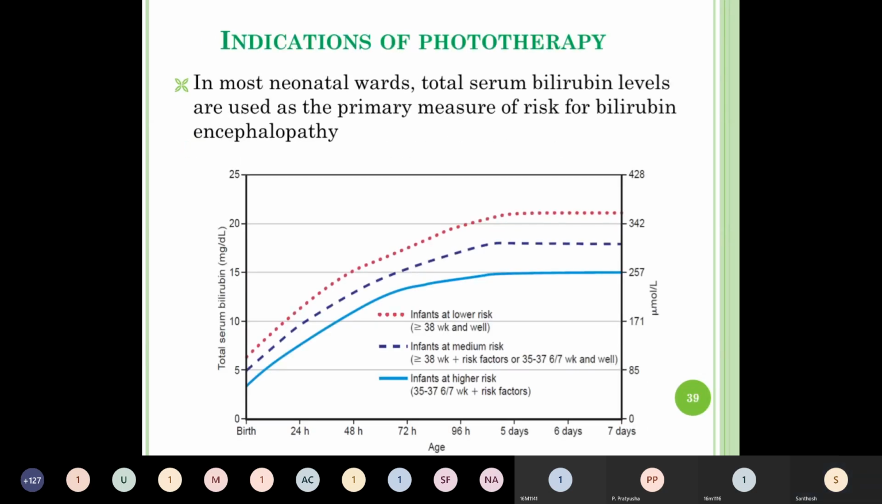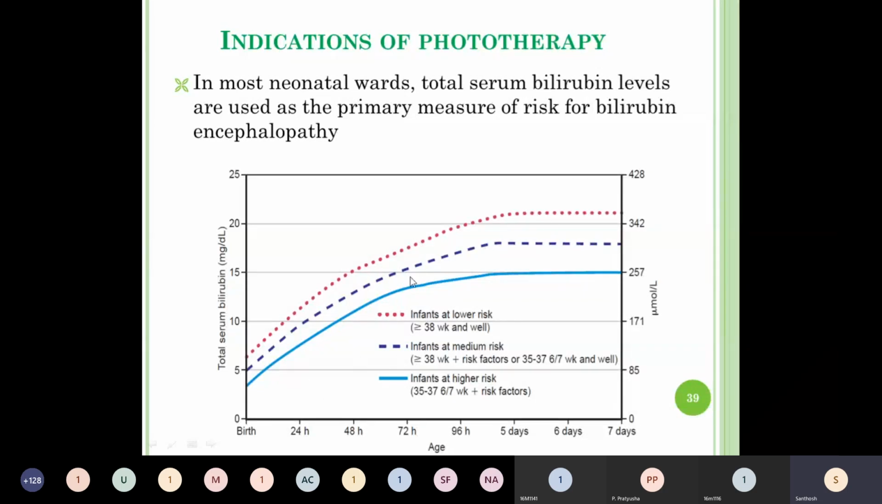Now this is a chart which indicates phototherapy. See, there are three lines here. One is blue dotted and one is red dotted. The pink one is for infants at lower risk, that is, those who are more than 38 weeks and well. Suppose a baby at 48 hours of life is an infant at lower risk. At this level you can start the phototherapy. This is a chart which guides us for phototherapy and which babies are at higher risk.